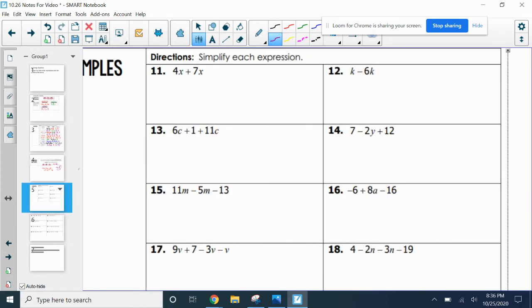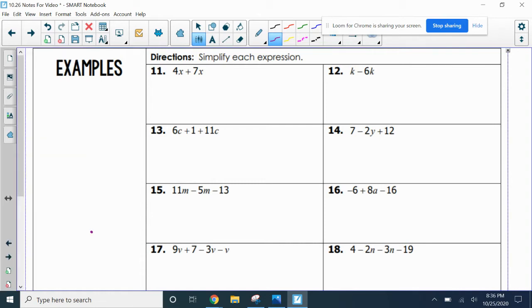All right, so let's simplify some expressions. Again, we can combine our variable terms. We can combine our constants, and we can only combine our variable terms if they have the same variable. So I have a positive 4x and a positive 7x. Keep the x. We know 4 plus 7 is 11, so I'm going to be left with 11x.